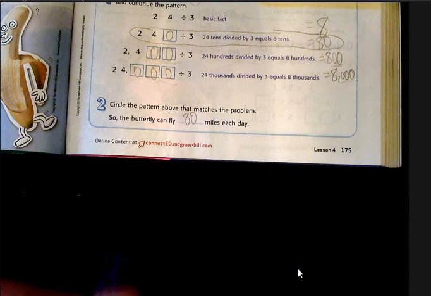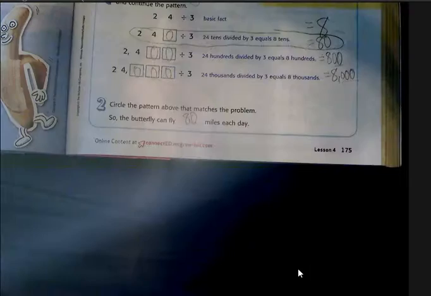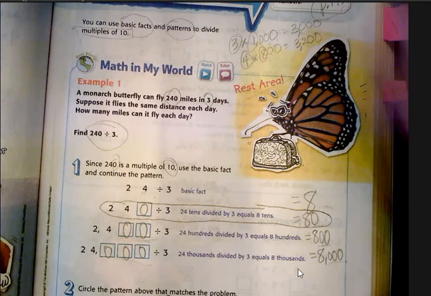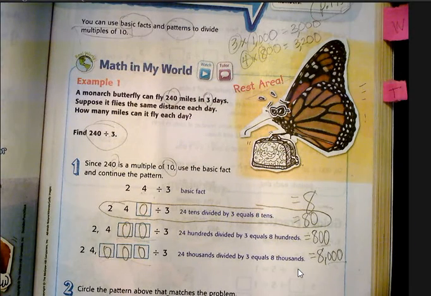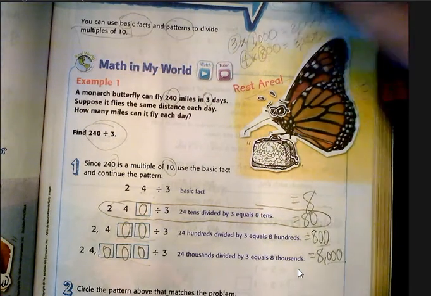Well, 240 divided by 3, it's 8 tens. So how many miles does it fly each day? 80. And sometimes this is easier, and sometimes just looking at these patterns is actually easier and a lot quicker, especially as we get to decimals. So let's take a look at some more practice.